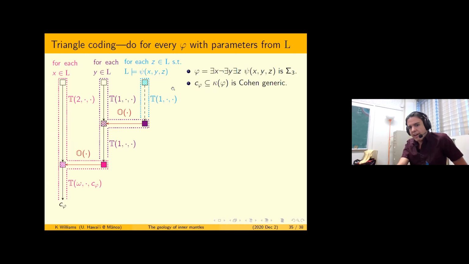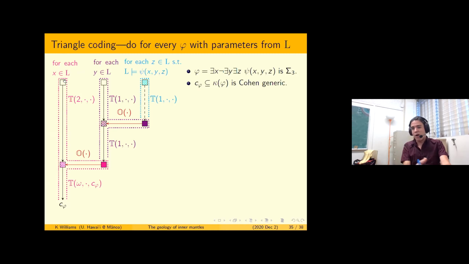Okay, and we added a Cohen generic to the cardinal corresponding to this formula phi. And we want to ensure that this Cohen generic is in the omega inner mantle if and only if phi is actually true in L. So how do we make it so this C sub phi survives only if phi is actually true in L? Well, we're going to do this omega height coding, and we're going to get a code. So if this code for the omega height coding survives, we got C sub phi into the omega inner mantle. And so what are we going to do? We're going to do length 2 coding. 2 is 1 smaller than 3, to code this piece.